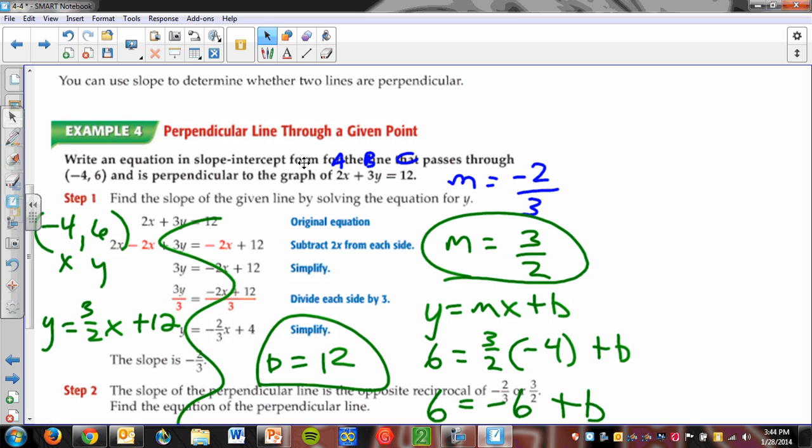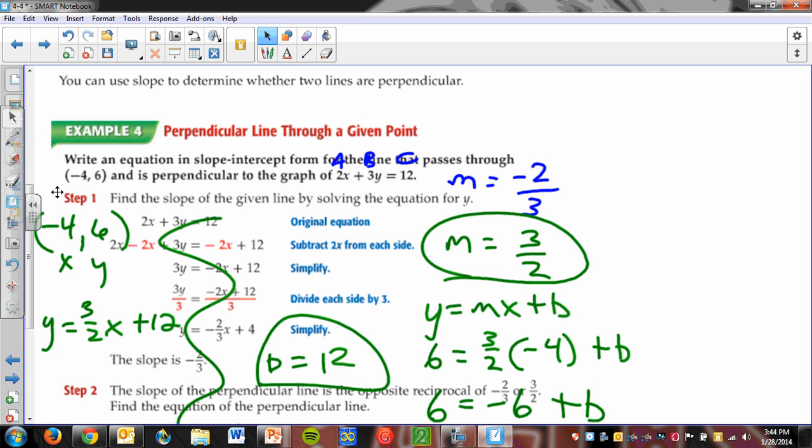They're going to do this. Write an equation in slope-intercept form for the line that passes through negative 4, 6 and is perpendicular to 2x plus 3y equals 12. This is our standard form. Our shortcut for standard form, if you remember, was m equals negative a over b. If I'm going perpendicular, this is not my slope. If I'm going parallel, it is, but we're going perpendicular. So we have to flip the fraction and go from negative to positive.